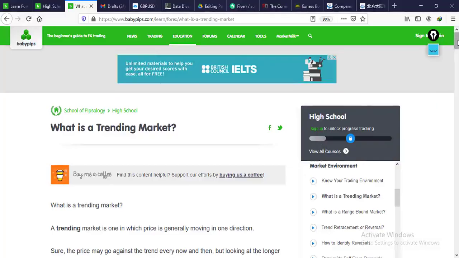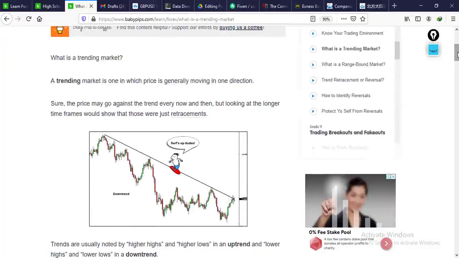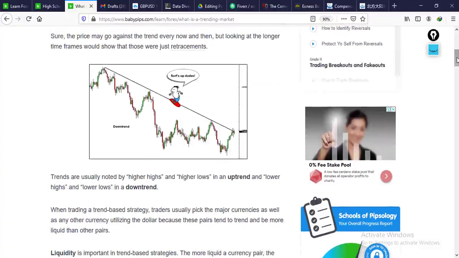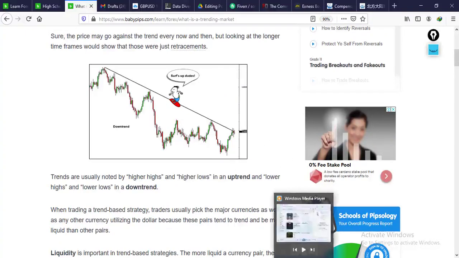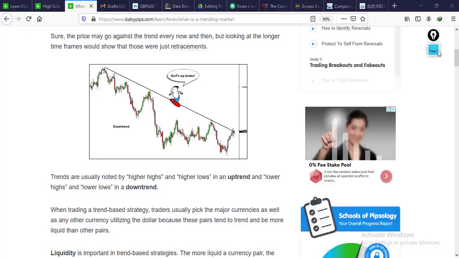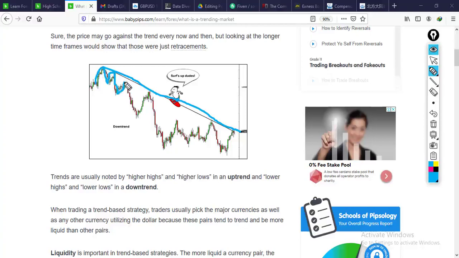So here we are. What is a trending market? A trending market is generally a market price condition whereby the price moves in one direction. And to know this, you have to look at the longer time frames. There will be moments of retracement, but generally the price moves in one direction. So look at the chart before us, look at the trend line, and see the price is moving in one direction, even though it's retracing, coming up. Ultimately it is going down in the long run.